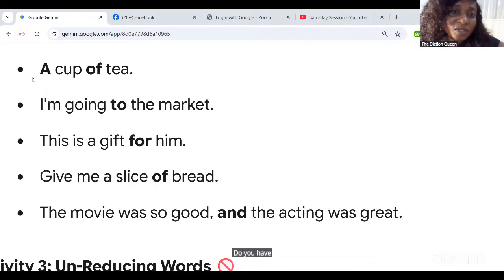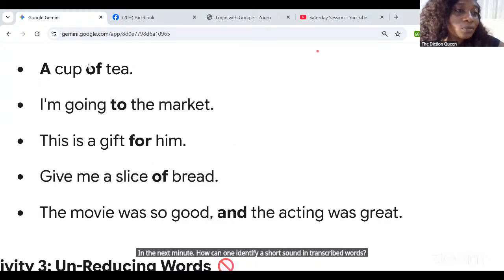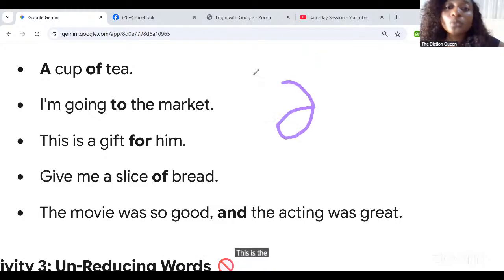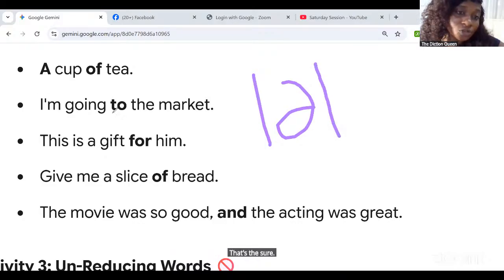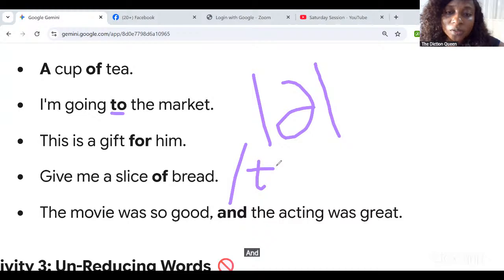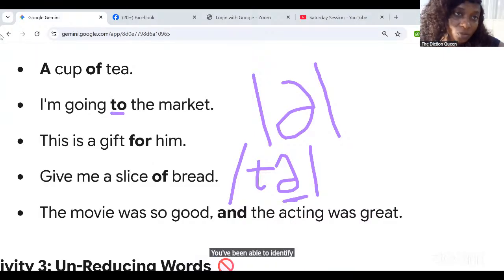Do you have questions? Please ask. The breakout sessions will be opened in the next minute. How can one identify a schwa sound in transcribed words? By seeing the schwa symbol. Again, here is the schwa symbol. So once you see the symbol, that's the schwa. So in transcription, if I want to transcribe the weak form of TO, it becomes T and the schwa. This already tells you this is the schwa. It's just you being able to identify the symbols.